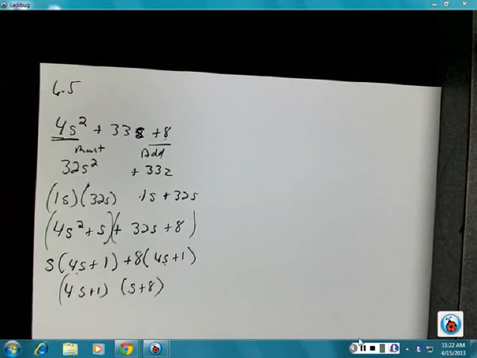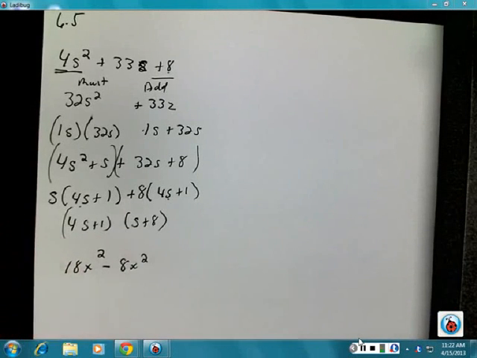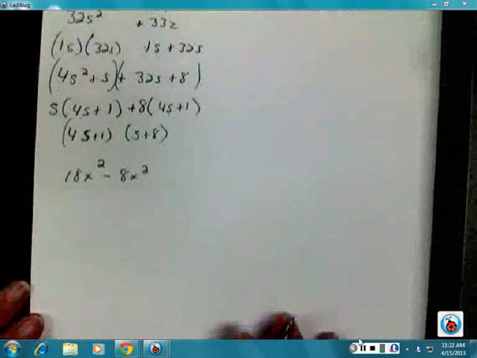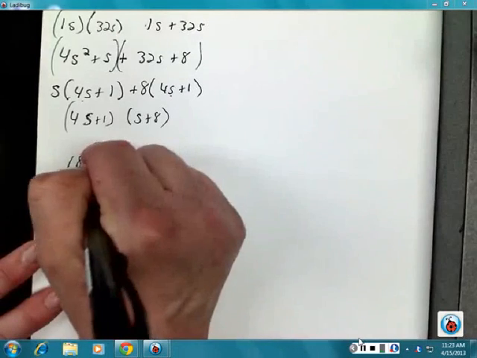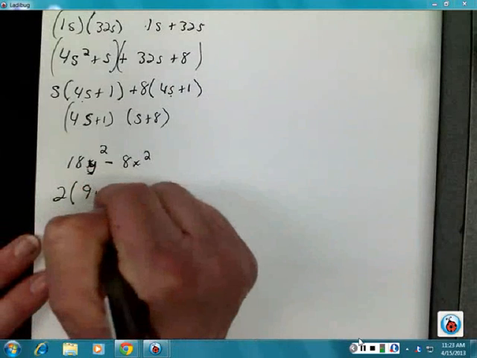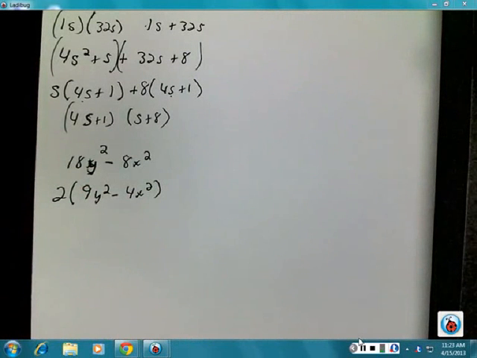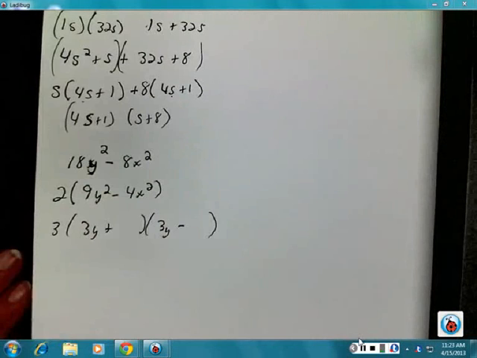So that's what happens to that one. How about this one? 18x squared minus 8x squared. Wait a minute, I gotta change the letter in there. I can't have 2 x's. This is a y. Pull out a 2? Leaves me with 9y squared minus 4x squared. I had to change that x to a y. I can't have both x squared. Y would be 3y minus 2x, and 3y plus 2x. Perfect. That's what you gotta have.